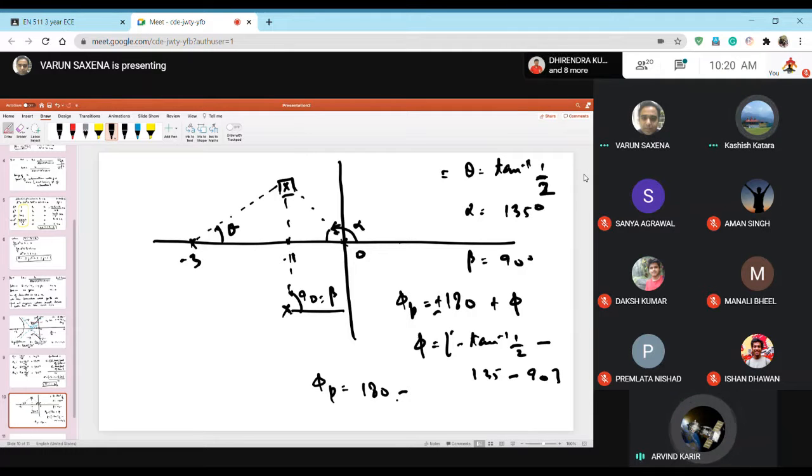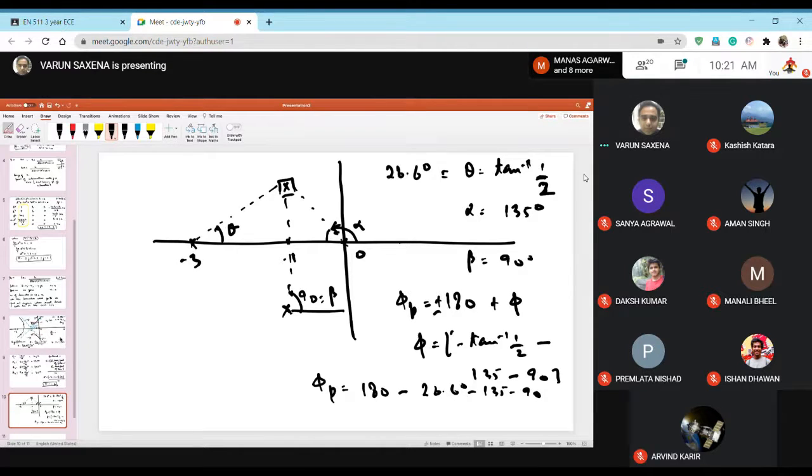So 26.56, 26.6 degrees. So this value will come out to be 26.6 minus 135 minus 90. So whatever that value comes out, I think it will come out to be 71.6 or something, minus. So that is how you find phi p for this.